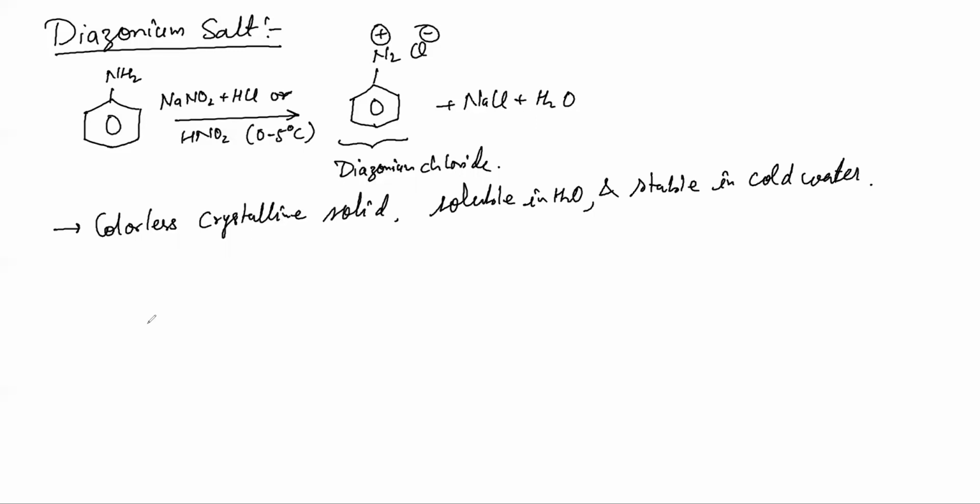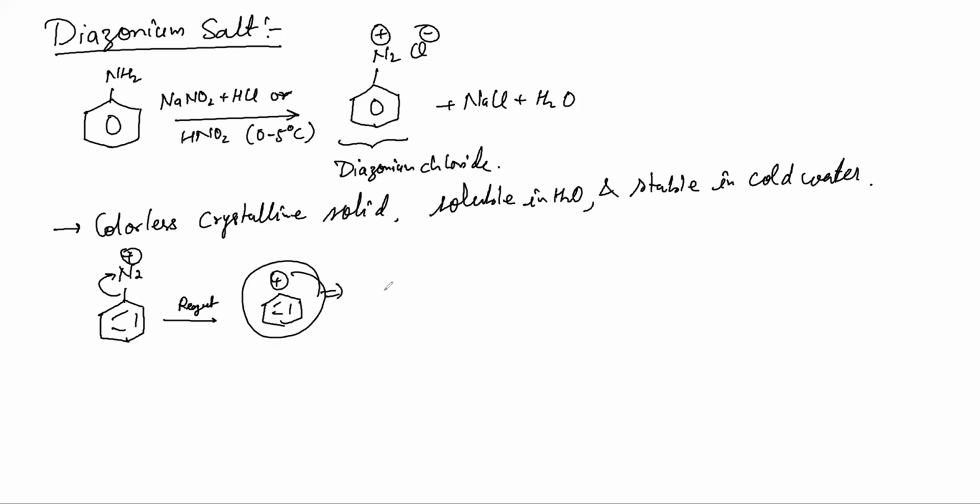Now we have already done so many reactions based upon this. Diazonium salt is attached with a very good leaving group. So if we treat it with any reagent, N2 plus leaves in general. So it gives us something like this. This is the thing which reacts. So let's perform some reactions of diazonium salt.